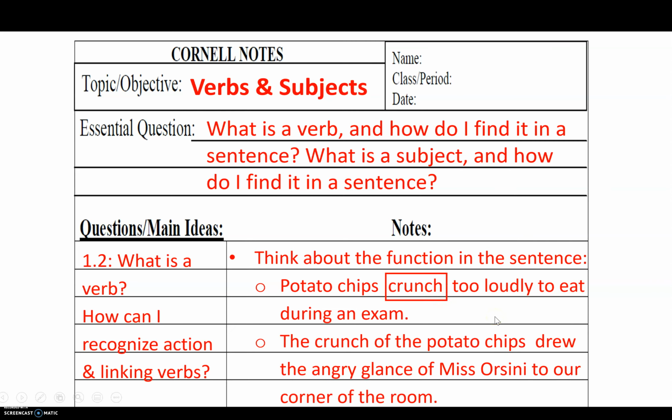Okay. However, in this sentence, the crunch of the potato chips drew the angry glance of Miss Orsini to our corner of the room. Notice, even though the potato chips are crunching, that's not the action that's happening in that sentence, right? That's not our main verb. Instead, it's going to be drew, because that's what the potato chips are doing. They're drawing the angry glance. So notice sometimes even the same word, depending on the context of the sentence, might function differently.